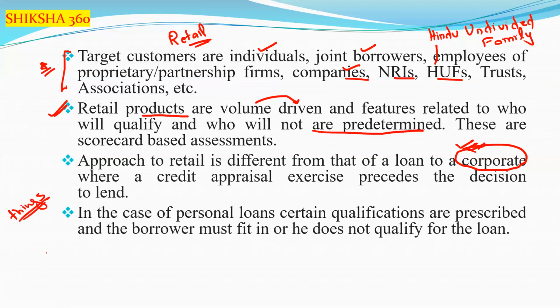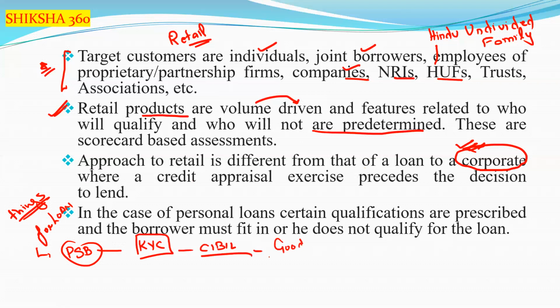For example, if you visit any public sector bank for a loan, first they will demand your KYC documents and check your CIBIL. If the CIBIL is good or under the limit, then as per the requirement they will ask you to bring your ITR. If you are not filing the ITR, then you are not eligible.